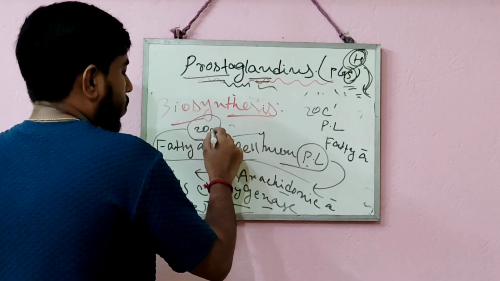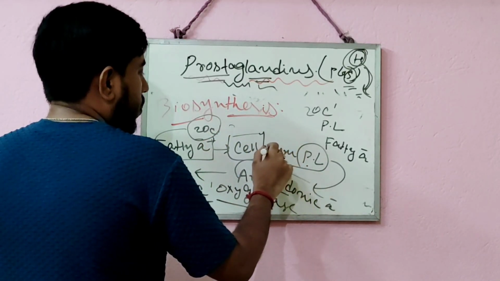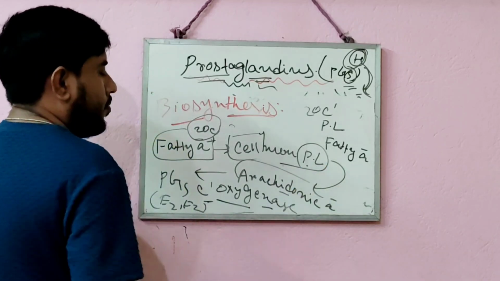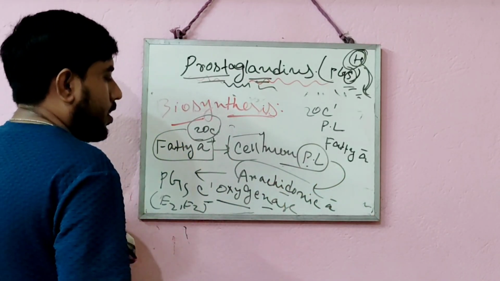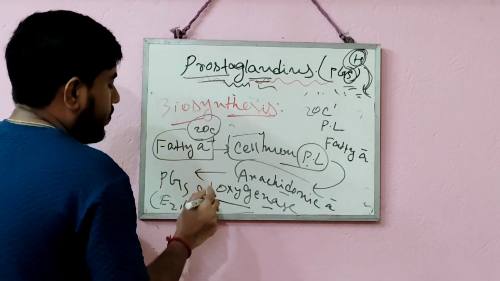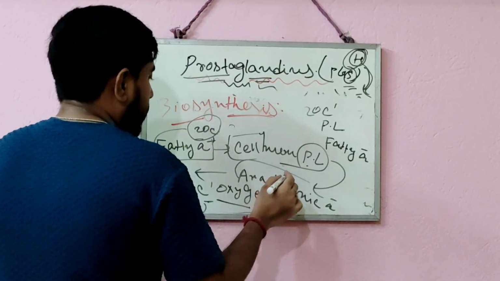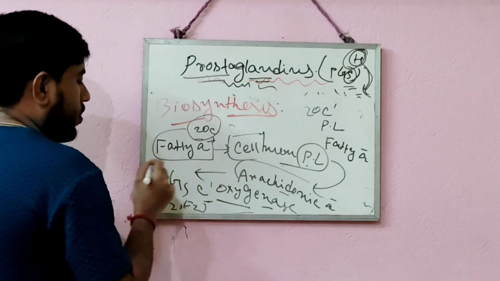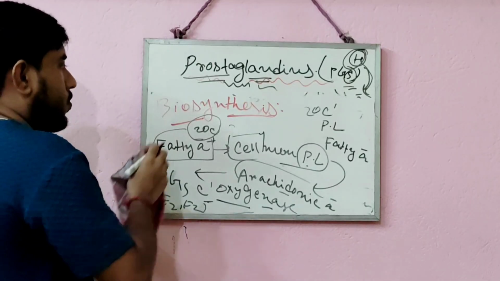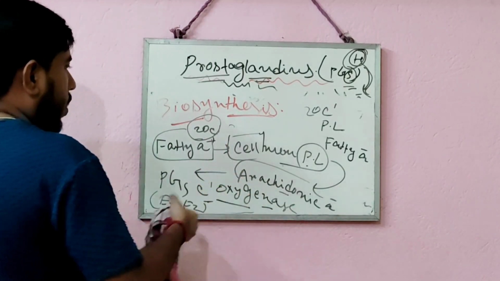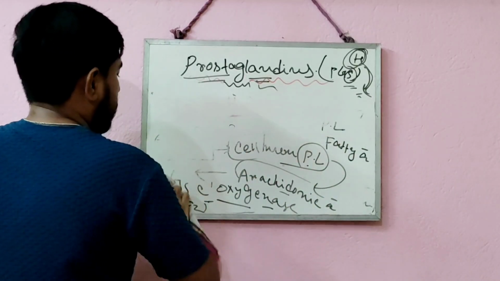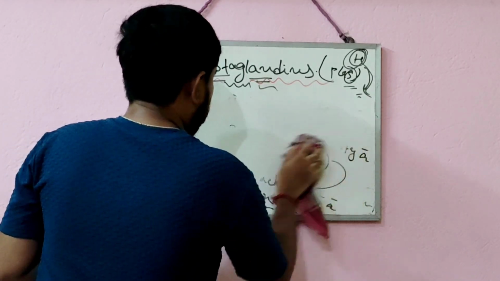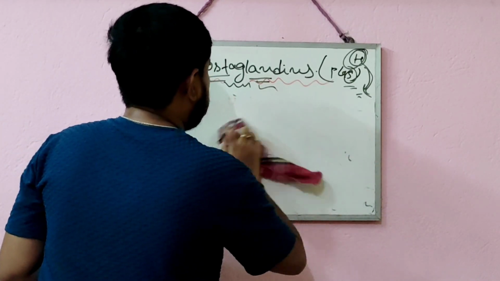Fatty acid with 20 carbon atoms goes to the cell membrane and binds with the cell membrane phospholipid, and it is converted into arachidonic acid. That arachidonic acid, in the presence of the cyclooxygenase enzyme, is converted into PGs or prostaglandin. So that was the simple way of biosynthesis of prostaglandin, how prostaglandin is generally synthesized in our body.